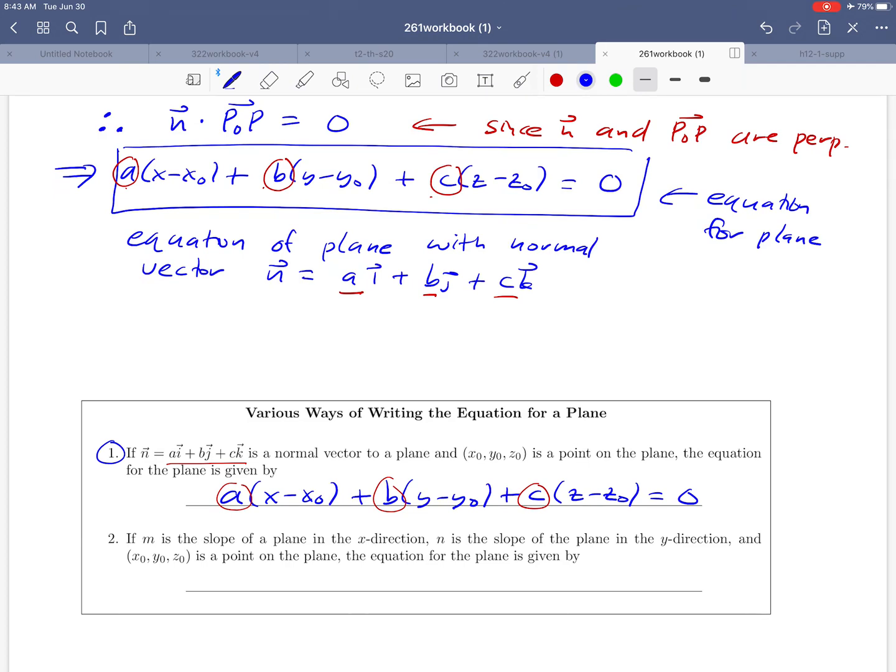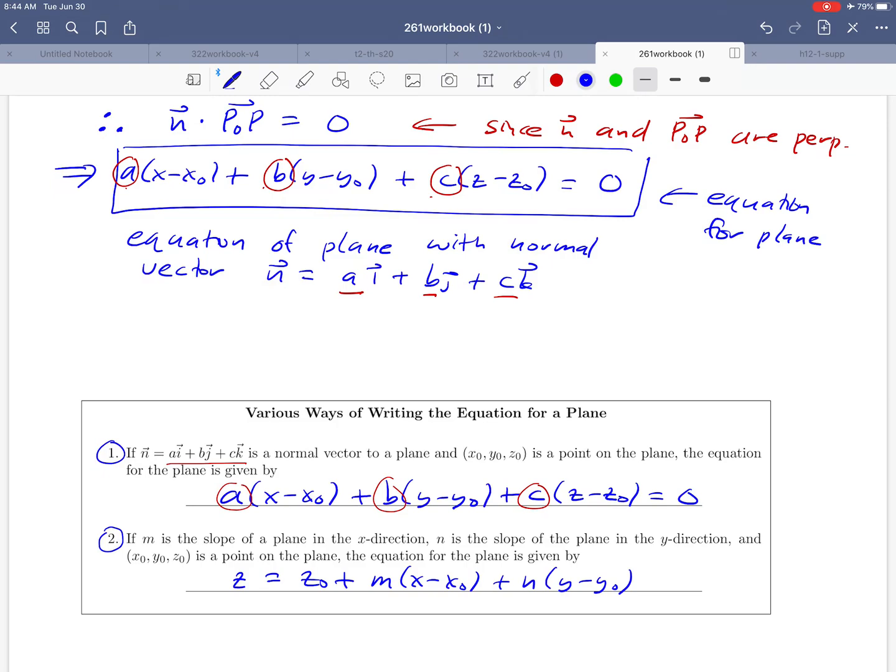So that's our new formula for the equation of a plane, and I want to remind you that we had another formula for the equation of a plane. Another way to write the equation is to go back to the formula that we had before, the one that looked like this. If m is the slope in the x direction and n is the slope in the y direction, and we have a point on the plane, we can also write the equation of the plane like this. Those formulas look very different, but they're both equations of planes.